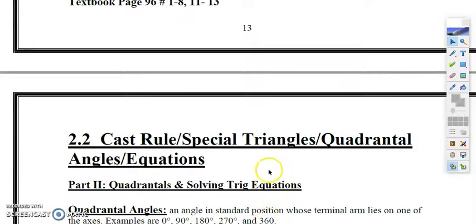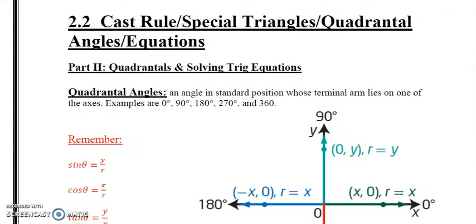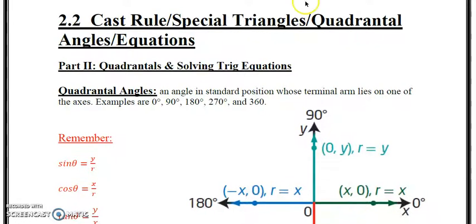All right, next we're going to move on to page 14. I call it the second part of 2.2, and it's quadrantal angles, and so we're going to look at some equations for solving the theta value. All right. Again, we're trying to use no calculator here. I just use it as a way to show whether it's correct or not.